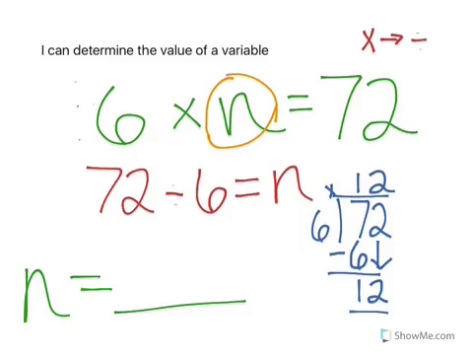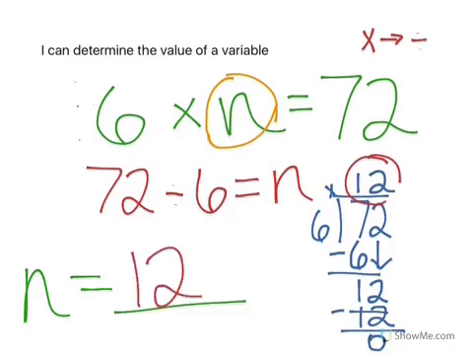6 goes into 12. How many times? 2 times. Now I need to multiply 6 times 2 equals 12. 12 minus 12 equals 0. My remainder is 0, which means that my answer, or n, equals 12. N equals 12. And I can double check my work by doing multiplication.